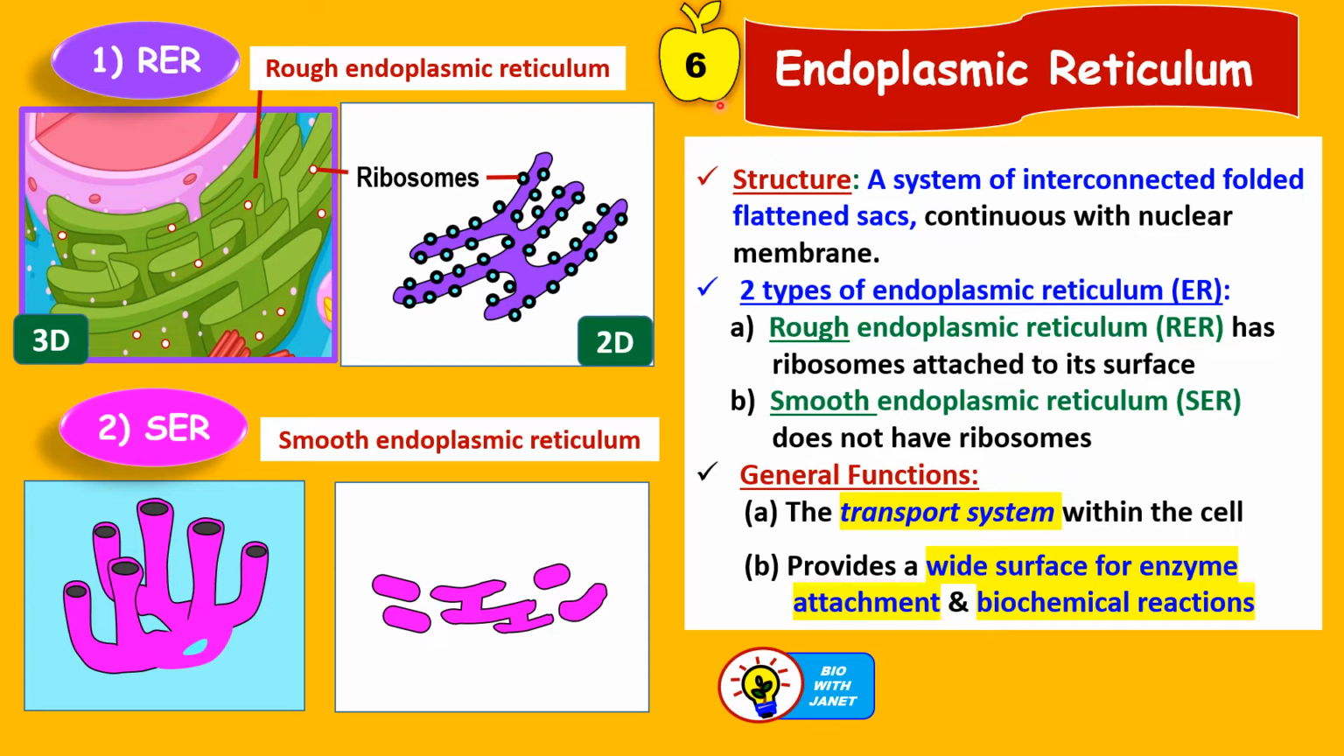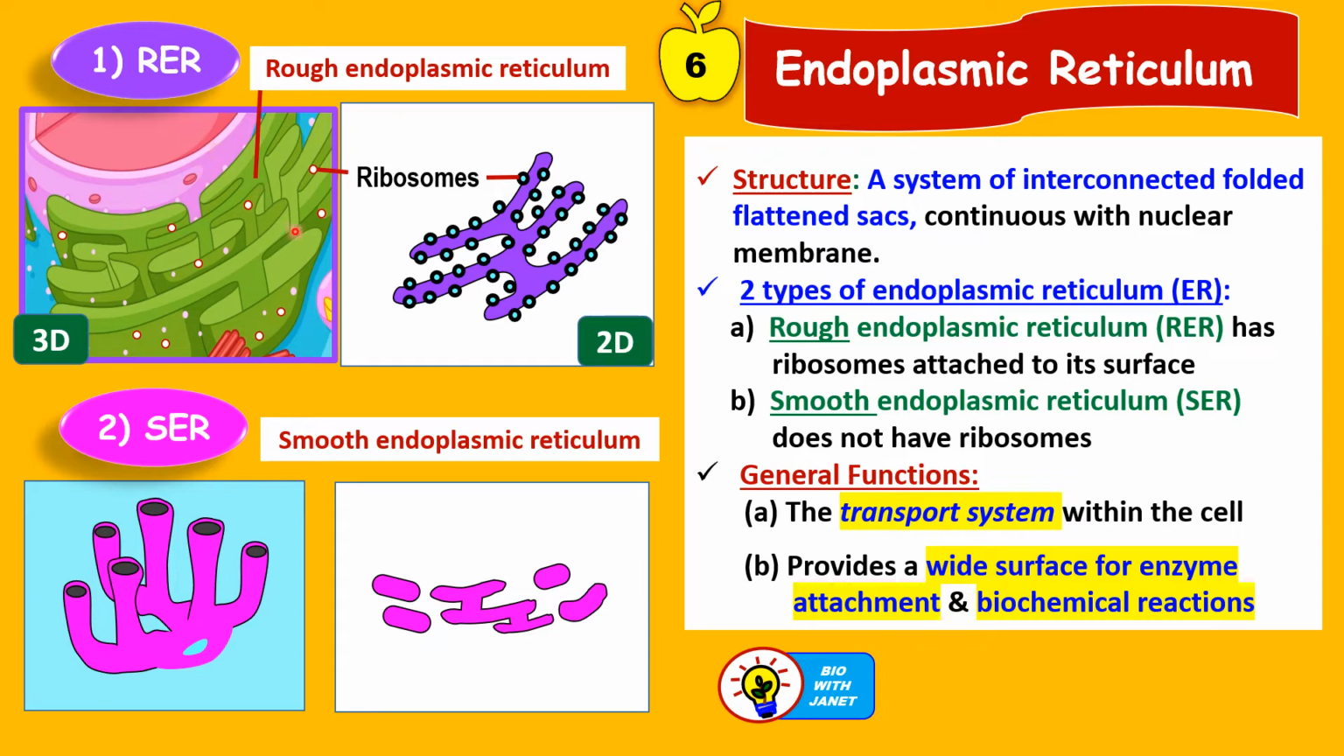Cellular component number 6 is the endoplasmic reticulum, right? Now, reticulum here means a network, and endoplasmic could mean inside the cytoplasm. Endo means inside, plasmic refers to the cytoplasm. Inside the cytoplasm, you have a network of structures. So the endoplasmic reticulum generally consists of a system of interconnected, folded, flattened sacs like this one, right? Flattened bags, continuous with the nuclear membrane. So they are joined to the nuclear membrane that surrounds the internal parts of the nucleus. That's part of the nucleus.